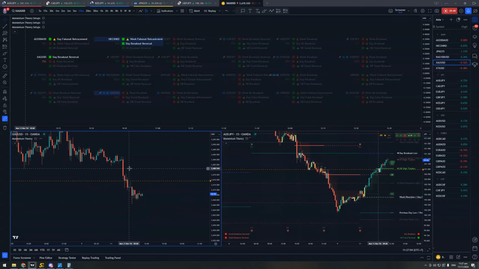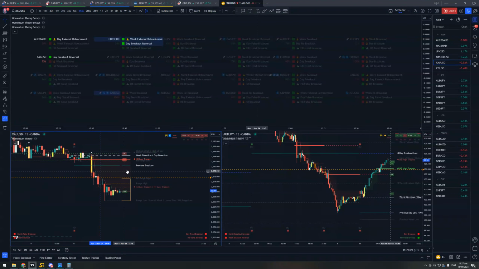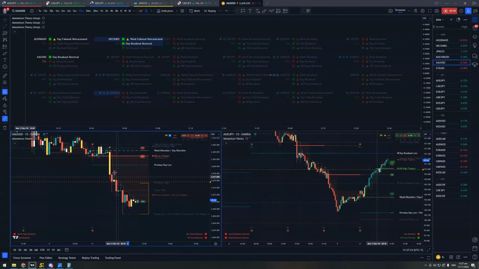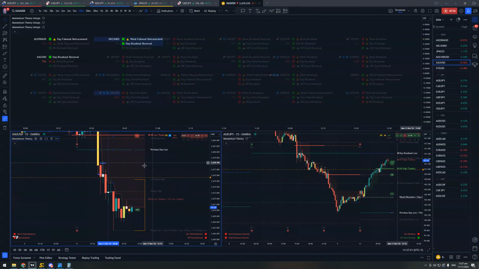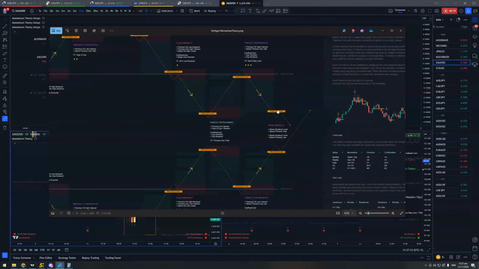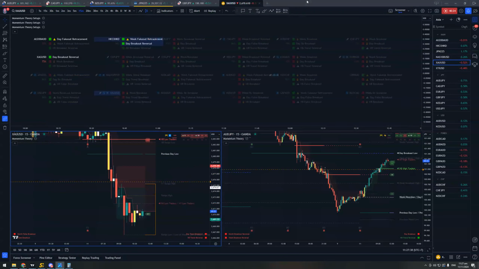But here's the start of the new H1. So the only entry I could have taken on gold was this one right here, this M15 fake out. The previous bar looks like a pin bar, but it did not close above that low. So this is still a bar that closes in breakout. So I could have taken this one on the M15 retracement here. So this is a breakout using the retracement trigger, a retracement sell after a previous M15 high fake out.